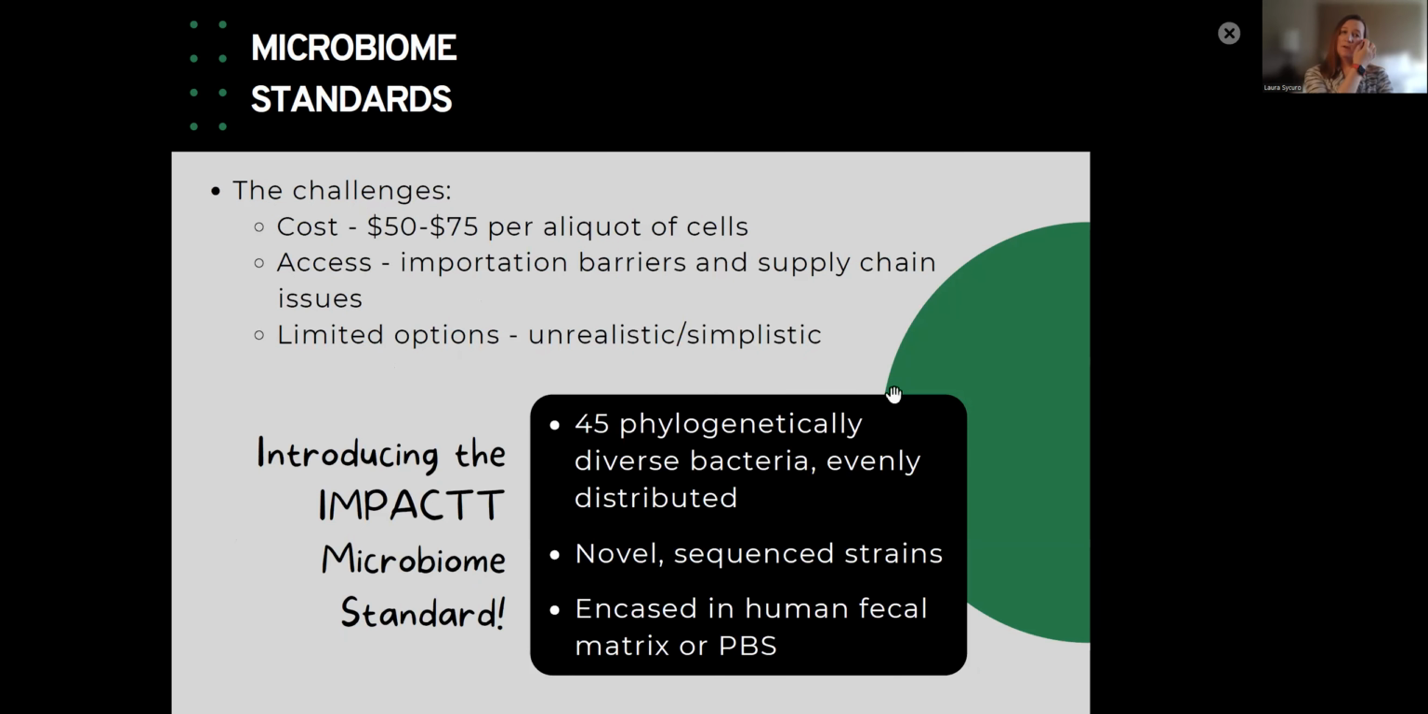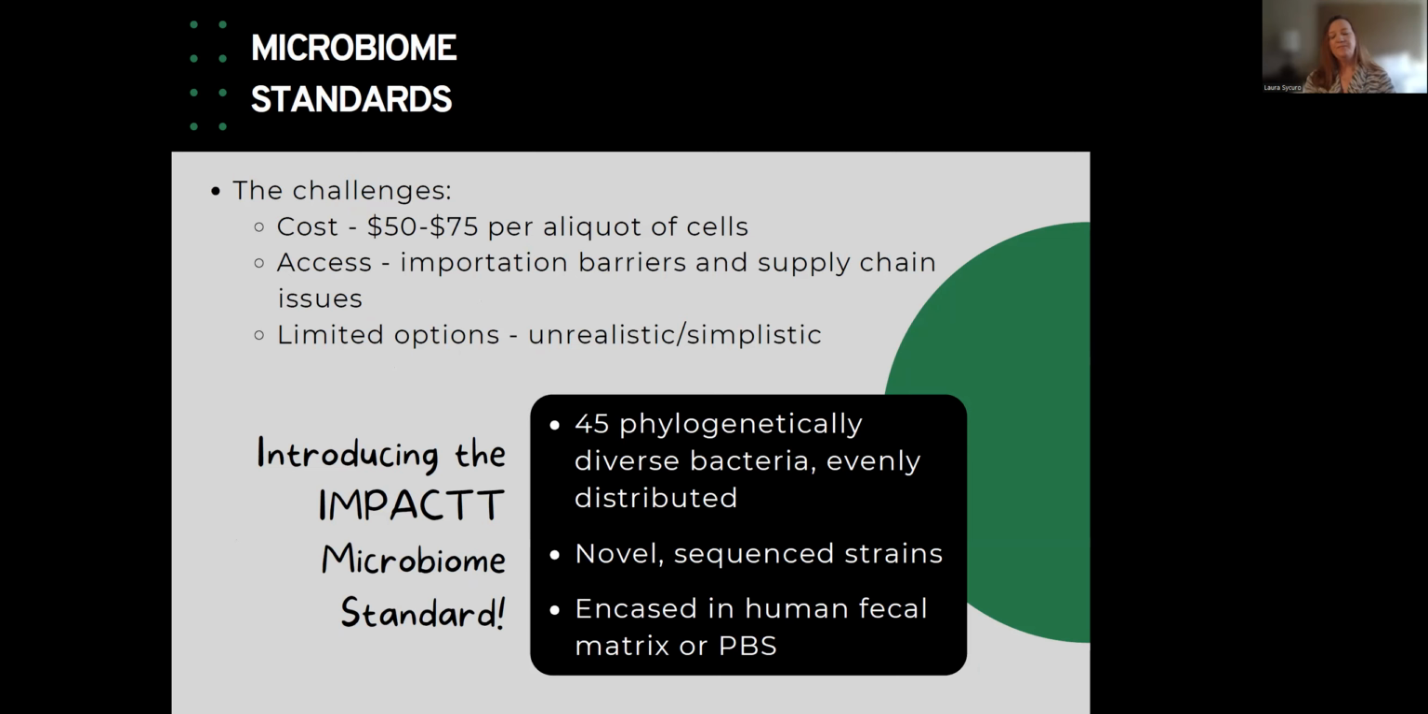Okay, but there are also some challenges with microbiome standards, applying them routinely. The first is cost. By our calculations, some of the cell pellets that we use in those early stages of our analyses can cost up to $50 to $75 per aliquot that goes into our experiment. So that can add up if you're routinely using these.